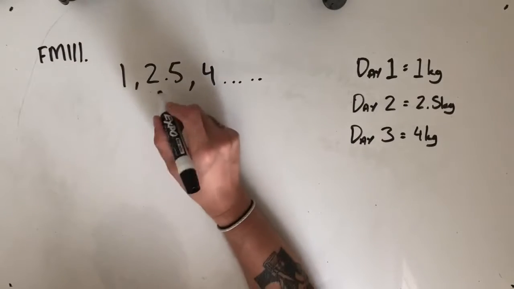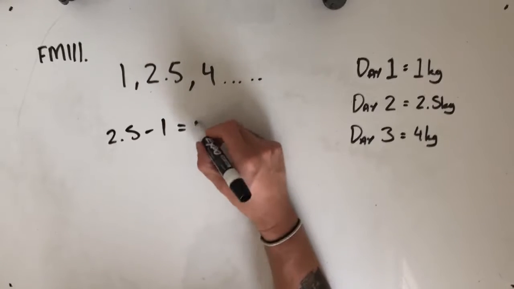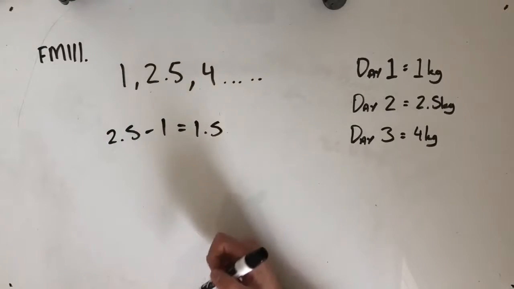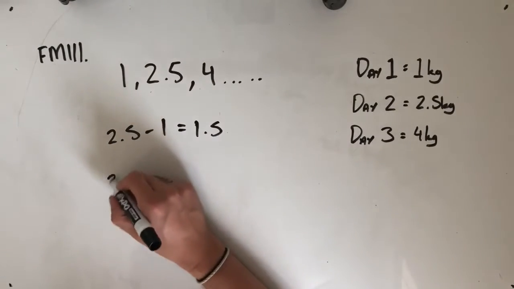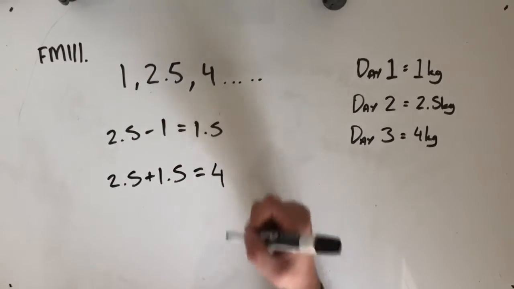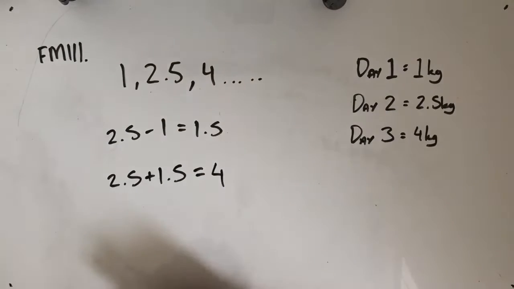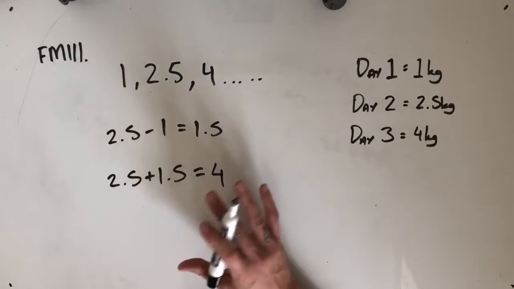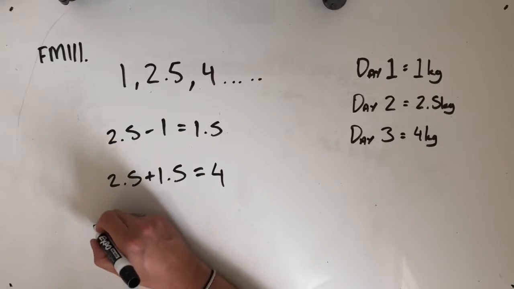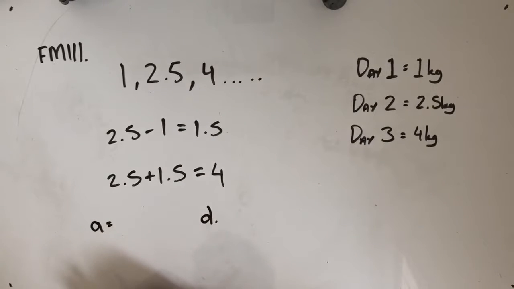So if we have our second term, 2.5, minus our first term, that's a difference of 1.5. Excellent, so we're guessing now that we're going up by 1.5 at a time. Now, if we take our 2.5 and add 1.5, that should take us to our next term, which takes us to 4. So yes, we can pretty safely assume that this is an arithmetic sequence increasing by 1.5 at a time, which actually helps us with the next step in this question, because we need to find values for both A and D in order to get the correct answer to this question.